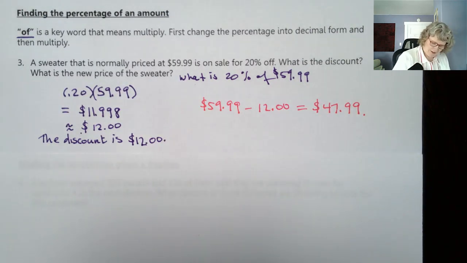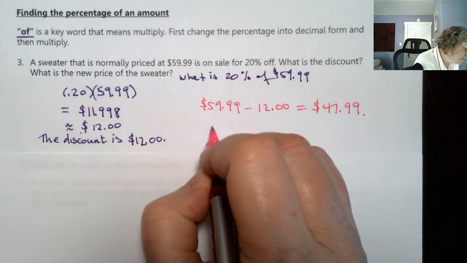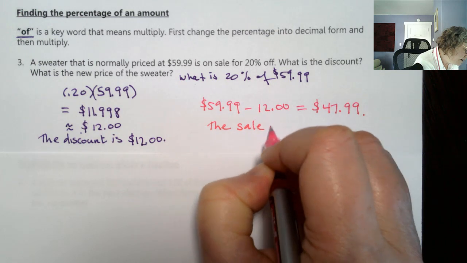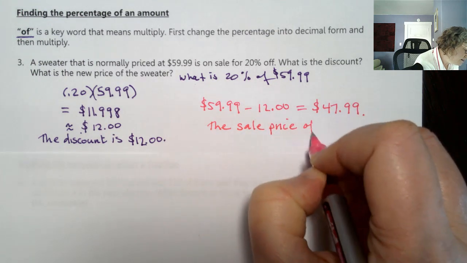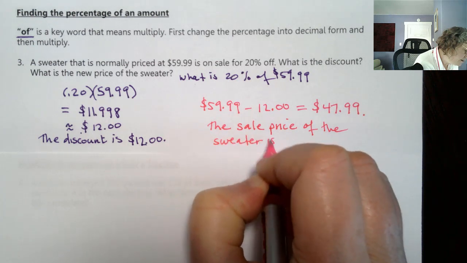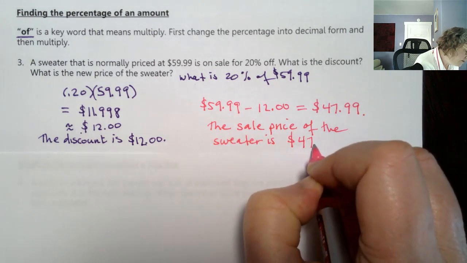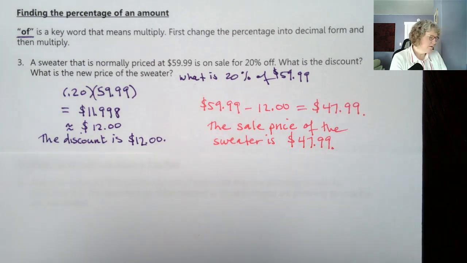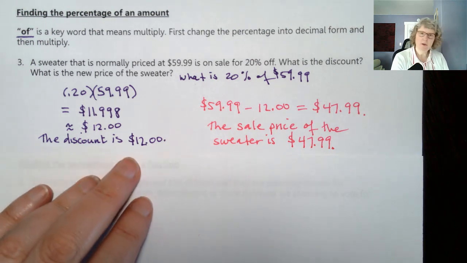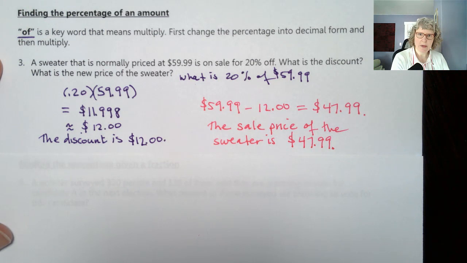I would want that to go more on sale. The sale price of the sweater is $47.99. Okay, so I've answered both questions. Be sure to look if there's multiple questions in one question. I've answered both questions and I've put my units of dollars on there. Okay, so that's finding a percentage of an amount, and then sometimes we need to do something with that number.